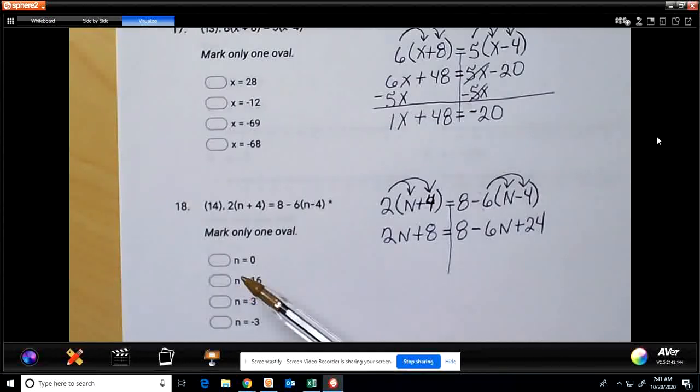Your answer choices are n equals 0, n equals 16, n equals 3, and n equals negative 3.